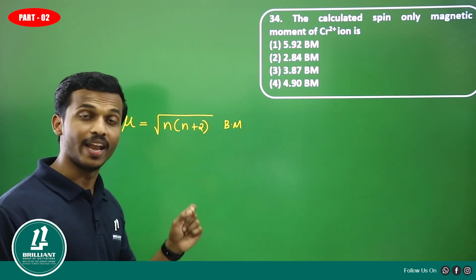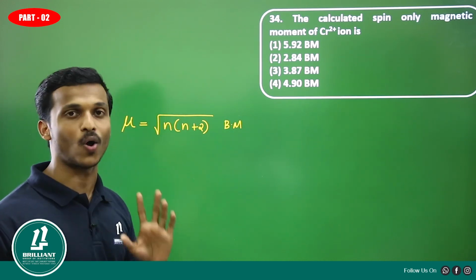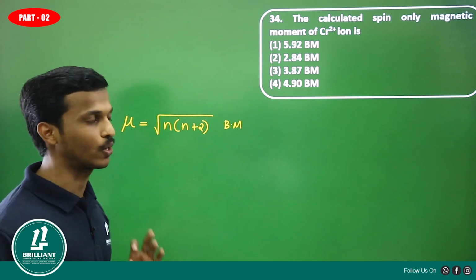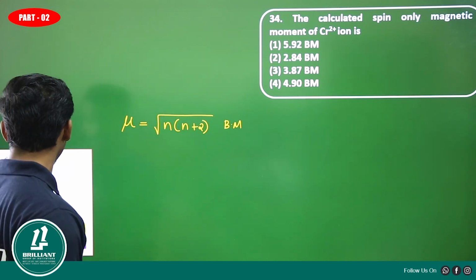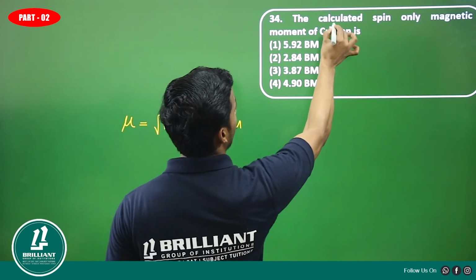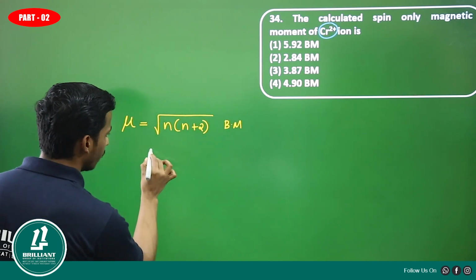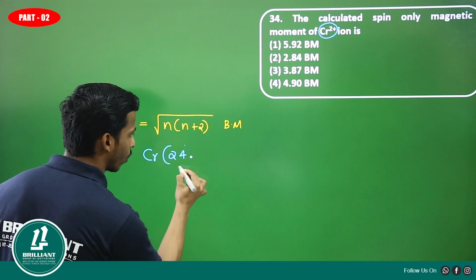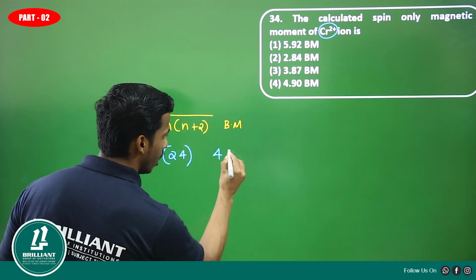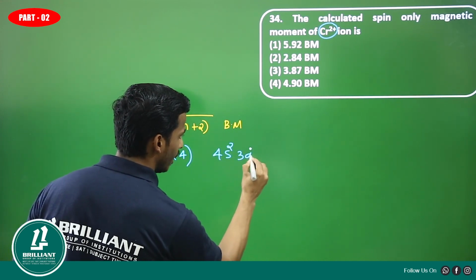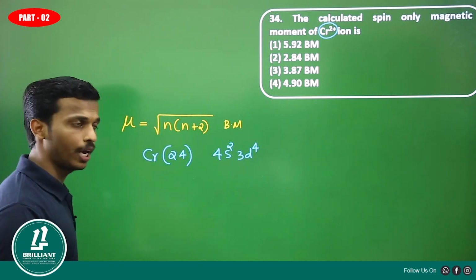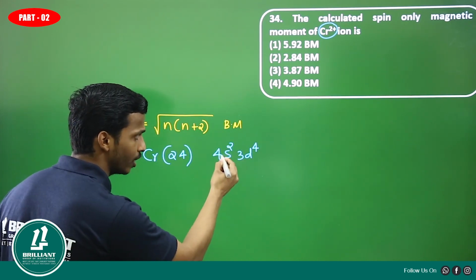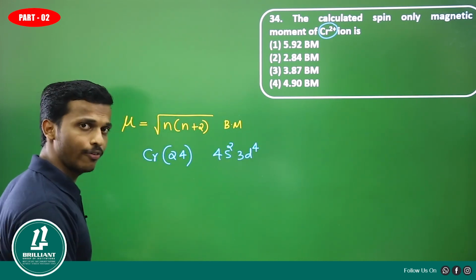What is n here? Number of unpaired electrons. What is the species given here? The species given here is chromium 2 plus. See student, chromium atomic number, you know, is 24. The last two shells will be 4s2 3d4. Due to stabilization, it becomes 4s1 and 3d5, right?